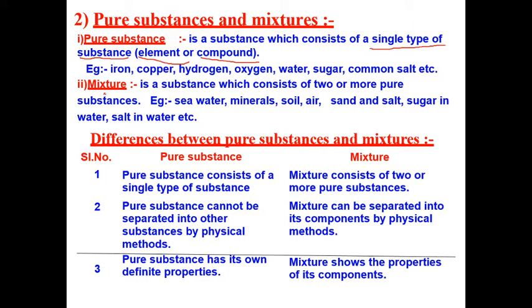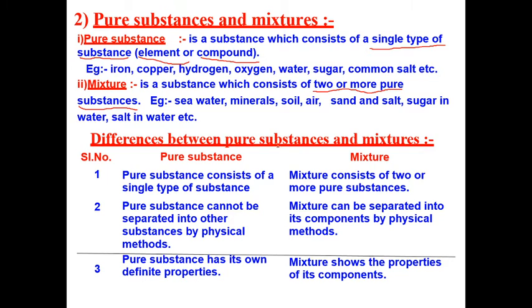Now the mixture. A mixture is a substance which consists of two or more pure substances. If we are talking about the homogeneous mixture, it is made up of two pure substances. For example, seawater, minerals, soil, air, sand, sugar in water, salt in water. All these are examples of homogeneous mixture.